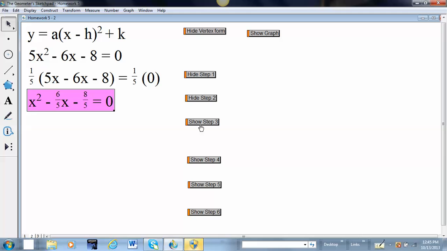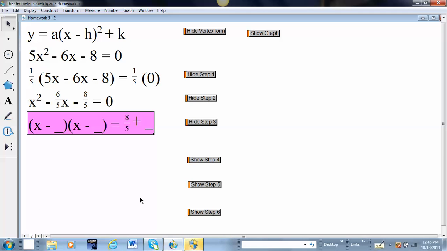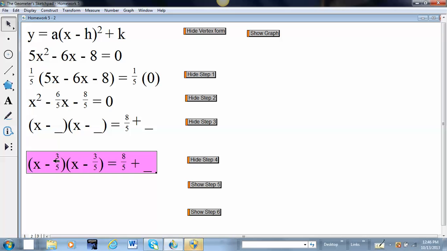Now we can just do what we did before. It's with fractions now, so it's a little harder. We just bring our x in our quantities here. We bring our 8/5 over to the right side. Basically what we're going to do is just multiply 6/5 by 1/2. So we're going to get negative 3/5, because when we add them together we're going to get 6/5. So we got x squared minus 3/5 x minus another 3/5 x, and that's going to get our negative 6/5 x.